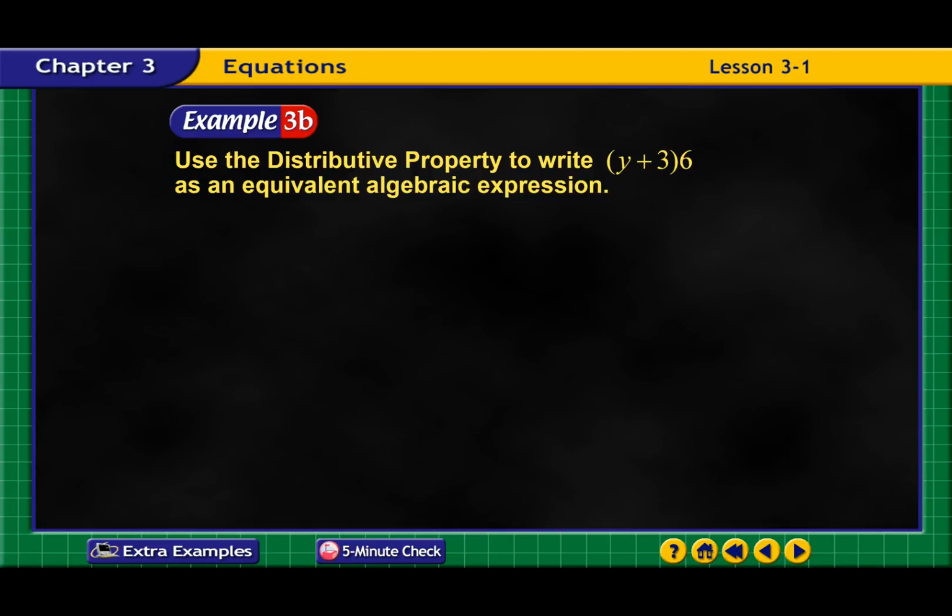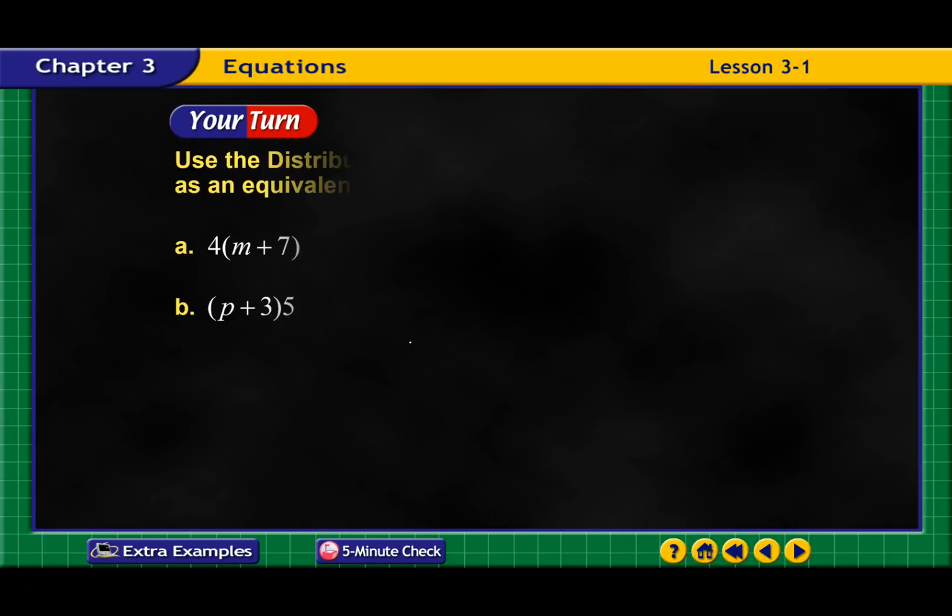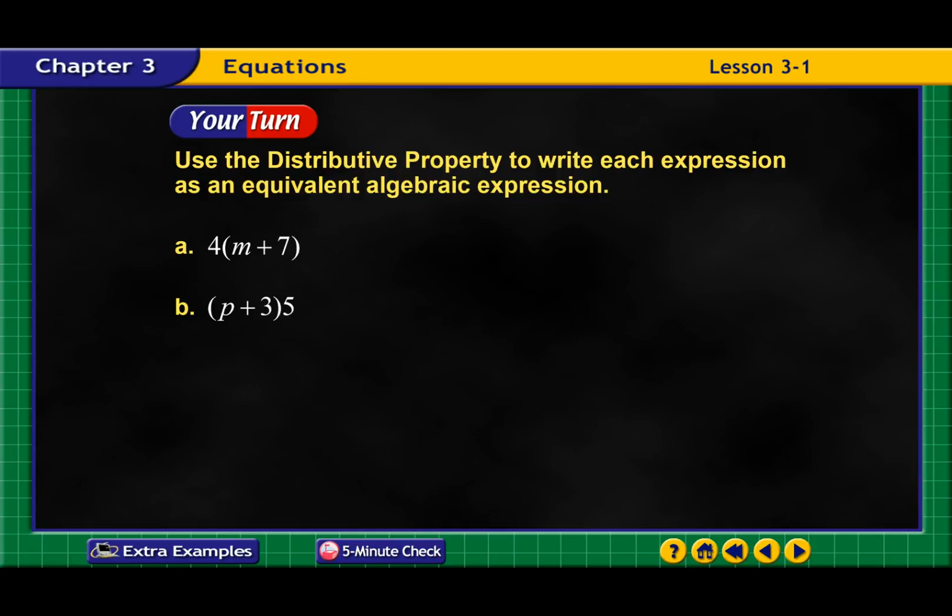All right, use the distributive property to do the one that's backwards. Only difference is they put the number on the right. So we're going to distribute the other way. Y times 6 and 3 times 6 should be 6y coming down, and 6 times 3 is 18, and that's as far as we can go. All right, pause these, give it a shot.